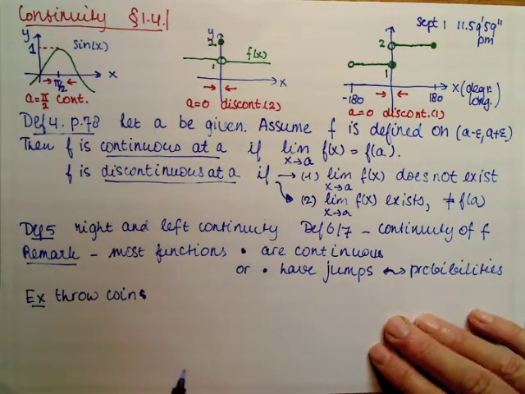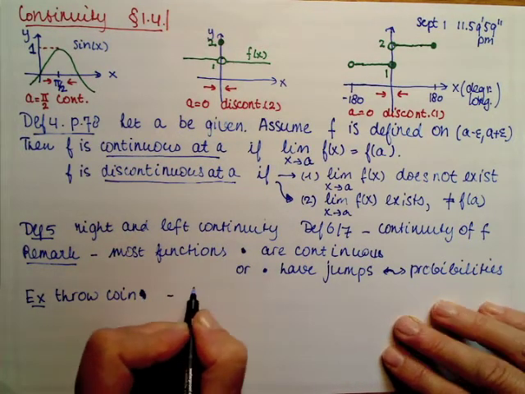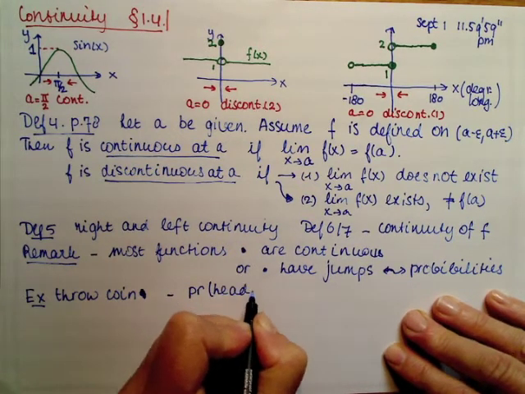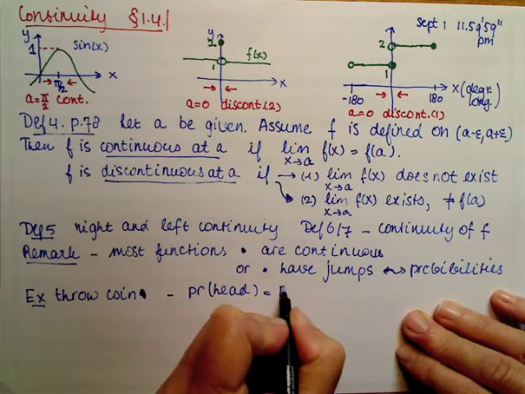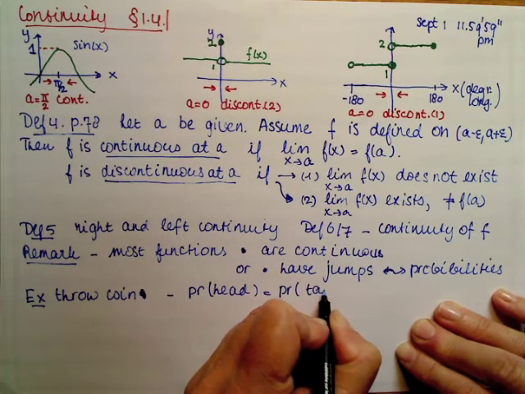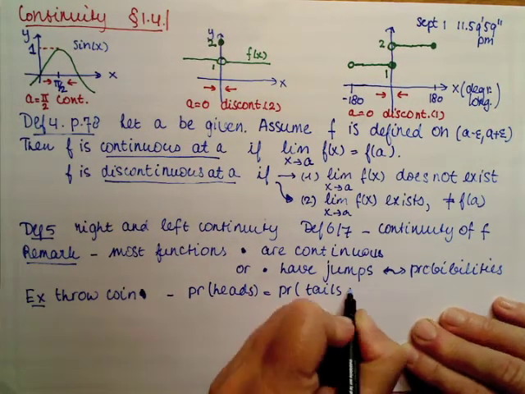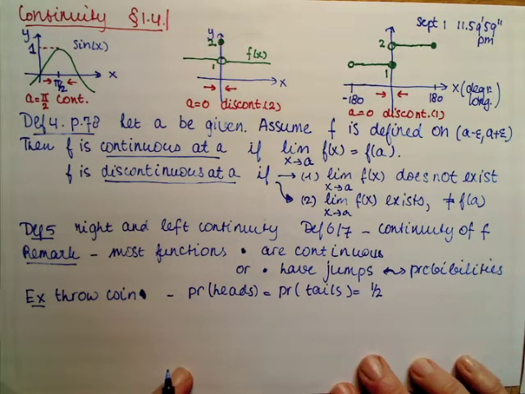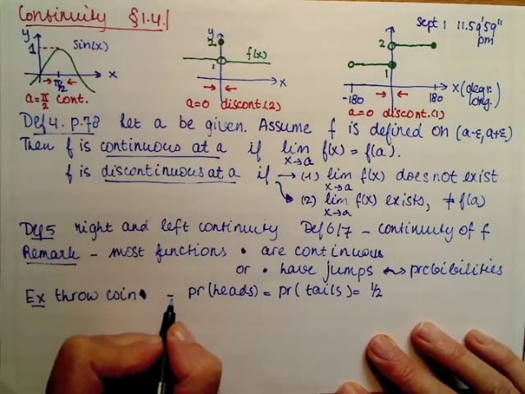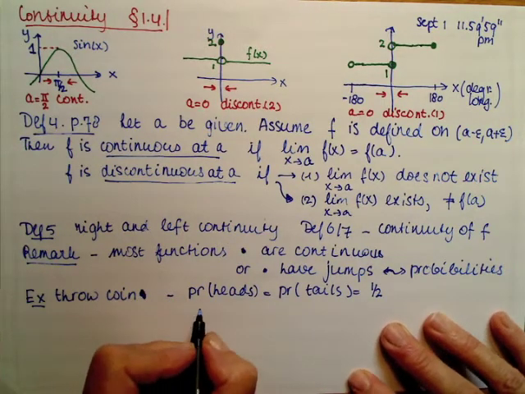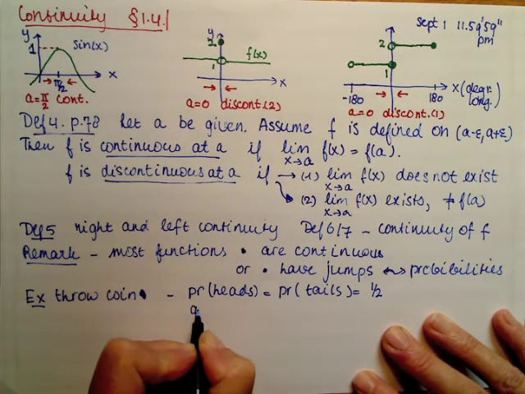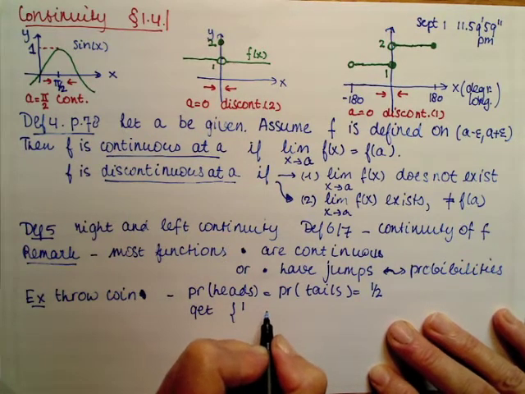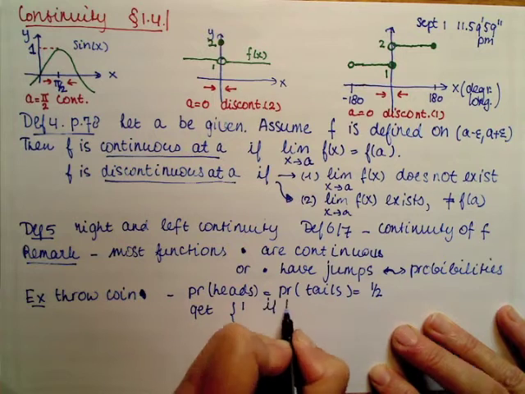So we are going to throw a coin. It's a coin which is not biased, so an unbiased coin, and this means that the probability of heads is the probability of tails, and this is equal to 1/2. What happens when heads comes up? We get 1, and when tails comes up, we get 0.